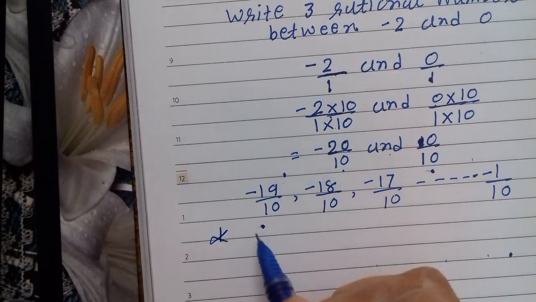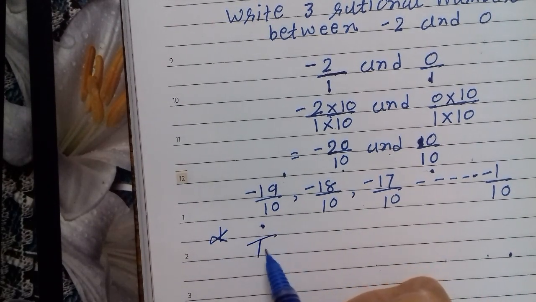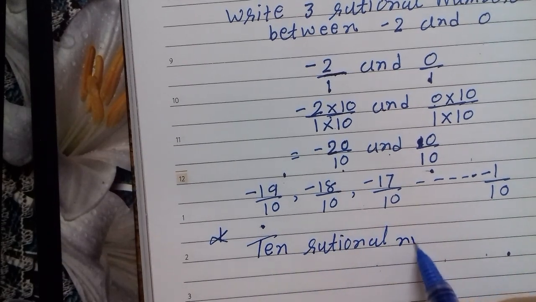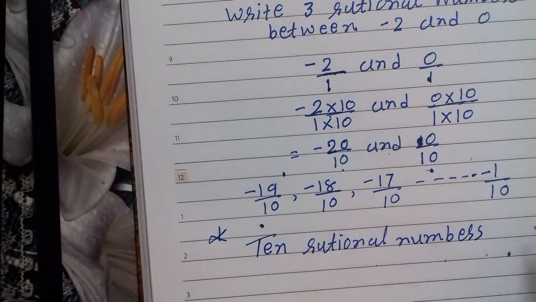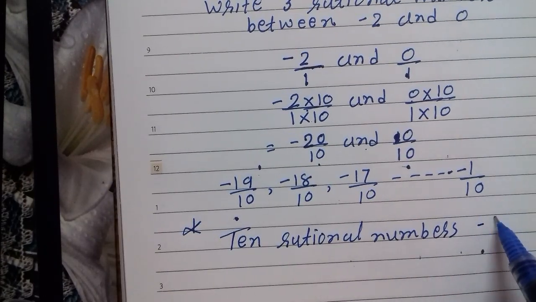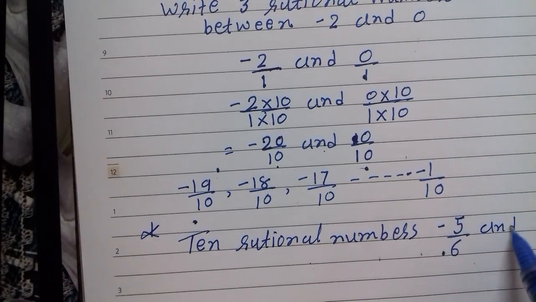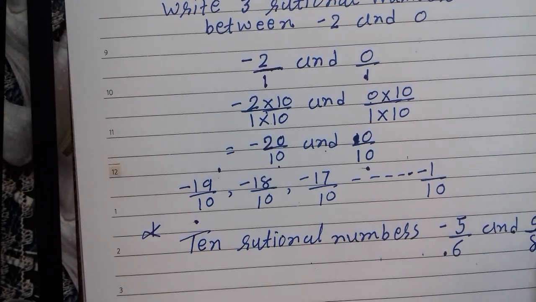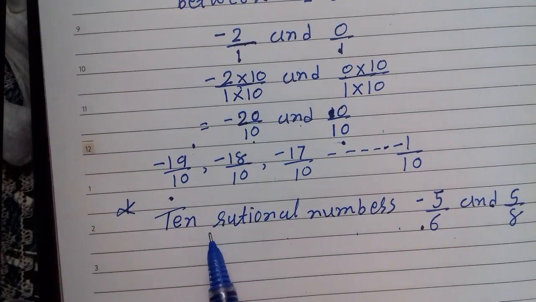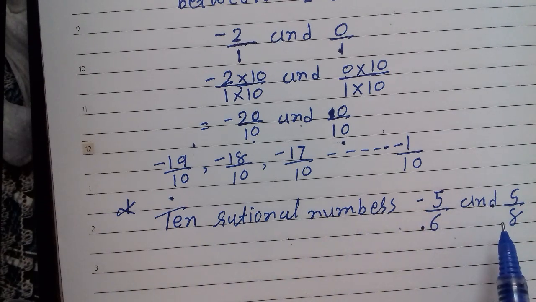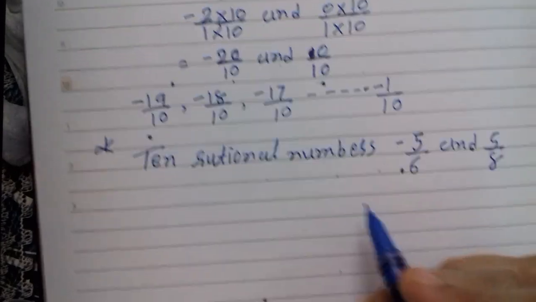For example, find 10 rational numbers between -5/6 and 5/8. We first convert -5/6 and 5/8 to rational numbers with the same denominator. So first we will take the LCM of 6 and 8.